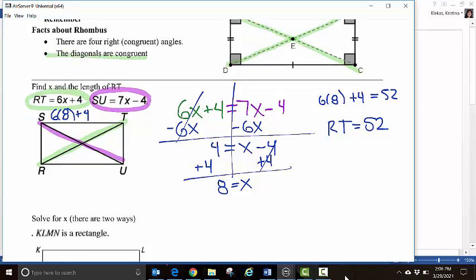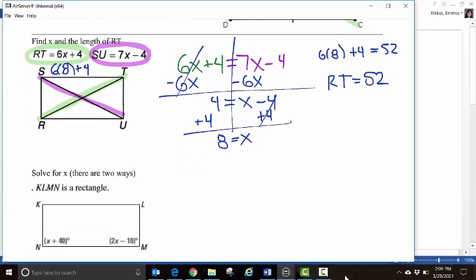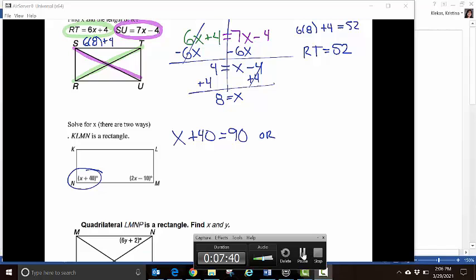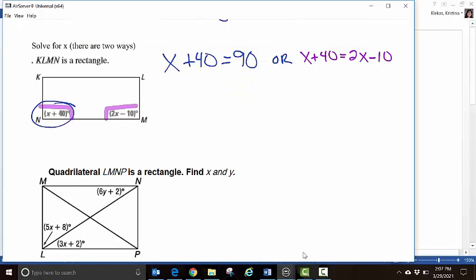All right, next one. What do we know about the size of these corners? They're 90 degrees, so there are 2 ways to solve for them. Right here, you could say, hey, we know every corner is 90, so x plus 40 equals 90. Or a slightly longer way to do this would be what? Good. You know that both corners are equal, so you can set them equal and solve.